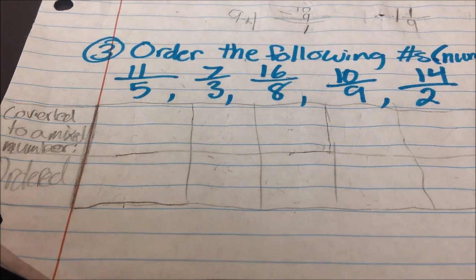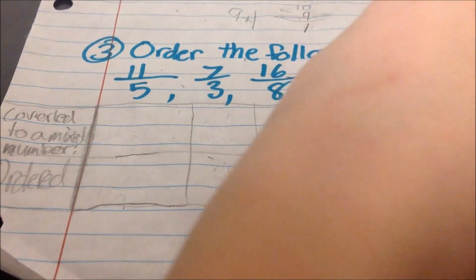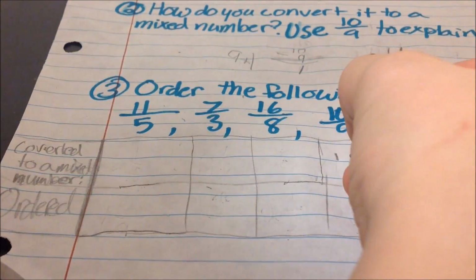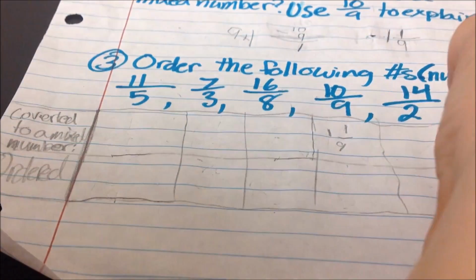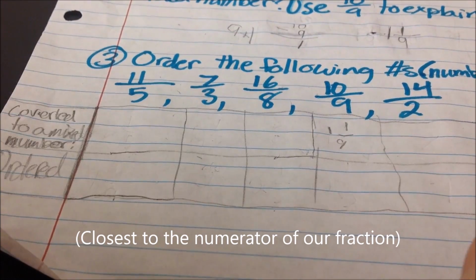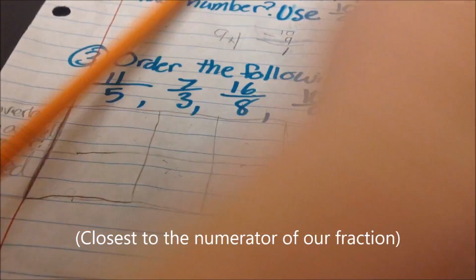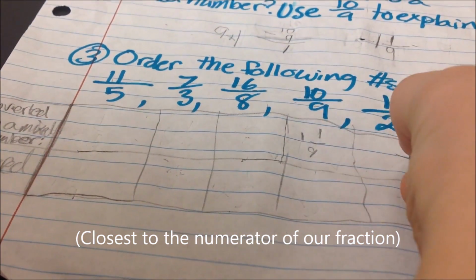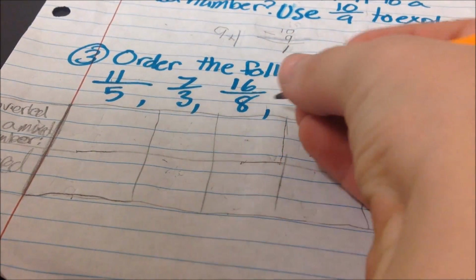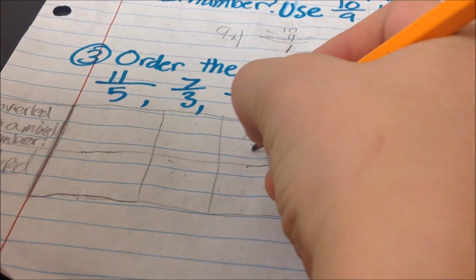Order the following numbers. So what we did last time was 10 over 9, which also equaled 1 and 1/9. So what we did was we multiplied to see what number would get closest. 2 times what is closest to 14? That would be 7. What times 8 is closest to 16? 2.